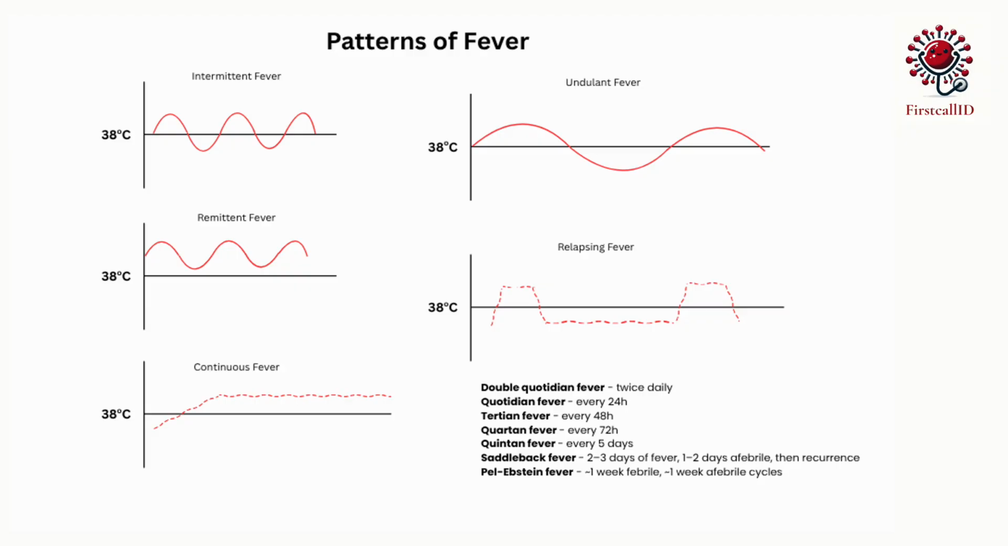The one I wanted to point out specifically is the Pel-Ebstein fever, which is classically associated with lymphomas, where the patient will have sustained fever over the course of several days or up to a week, and then a phase where they're afebrile, and then the pattern will recur again afterwards. Again, these are not diagnostic, but helpful clues to guide us in the right direction.